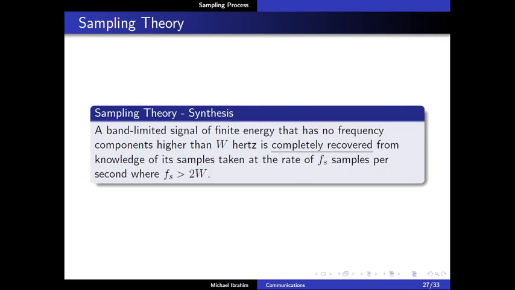Or equivalently, a signal that's band limited to minus W and W is completely recovered from the samples if Fs is chosen to be larger than 2W. So the two statements basically say that a band limited signal limited to W bandwidth can be completely described and recovered from the samples given that the sampling interval is Ts equals 1 over Fs and Fs is chosen to be larger than 2W.